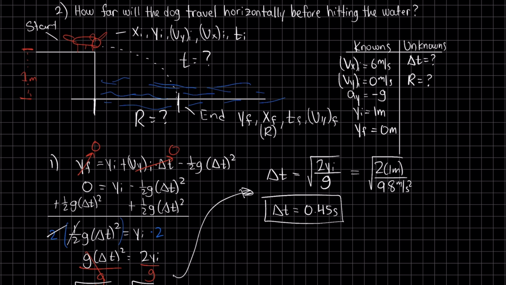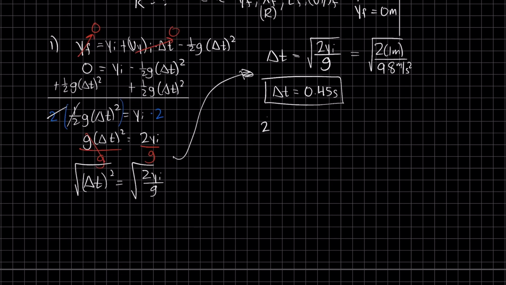Question number 2 is how far will the dog travel horizontally before hitting the water? Now that I know this time interval, question 2 becomes a breeze. The only equation in the horizontal direction is the final position equals initial position plus the initial horizontal velocity times this time interval, the time of flight. Remember, my final position I'm calling my range.